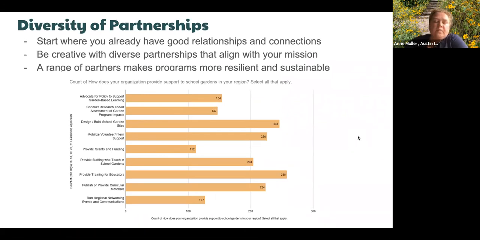We wanted to share this visual because all of this is information that came from previous SGSO Leadership Institutes, and these are the organizations that attended those institutes. You can see that there's a wide variety of experiences and services that are being provided. And so a diversity of partnerships is really important. One organization cannot do it all and should not do it all. It's important to make sure that you're aligning your partnerships with people who align with your mission, and that can help make a more sustainable organization.